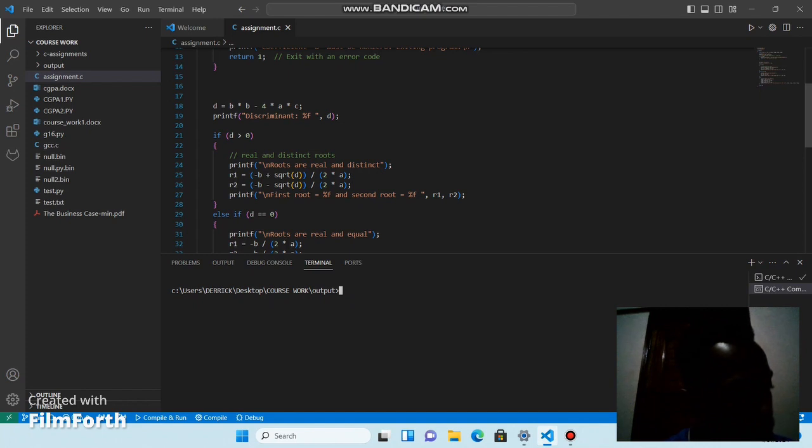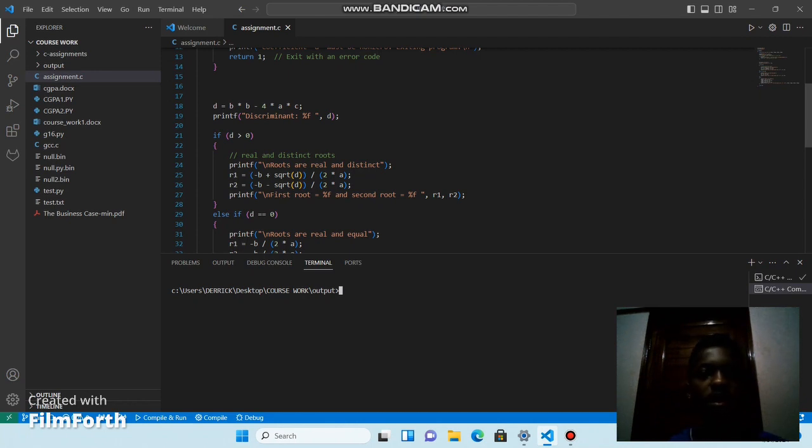Now, the other instruction was, depending on the value of the discriminant, determine whether the roots are real and distinct, real and equal, or complex. That is another thing which the question is telling us. I repeat, depending on the value of the discriminant, determine whether the roots are real and distinct, real and equal, or complex.